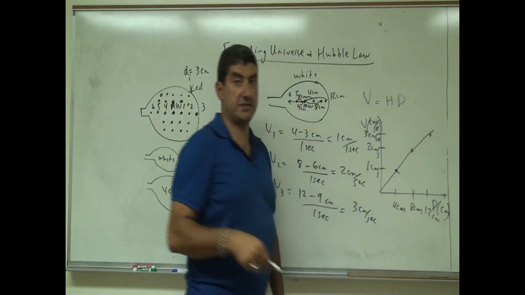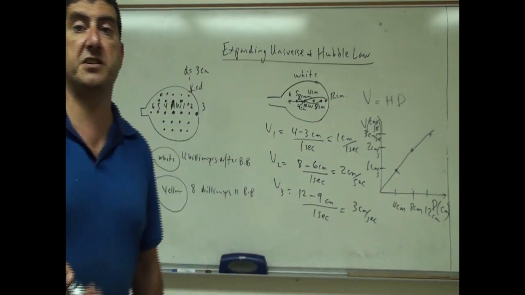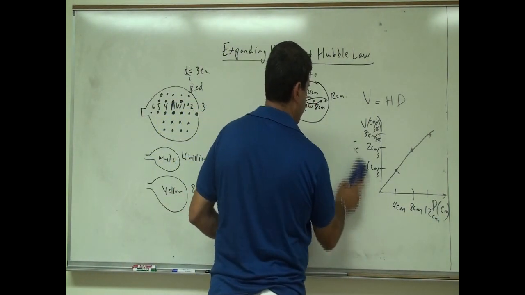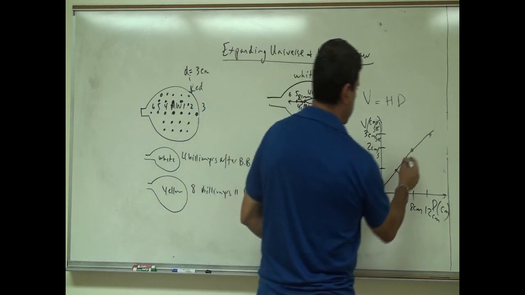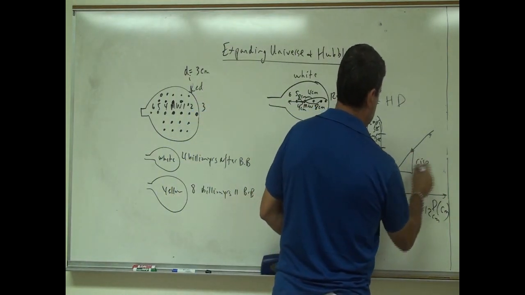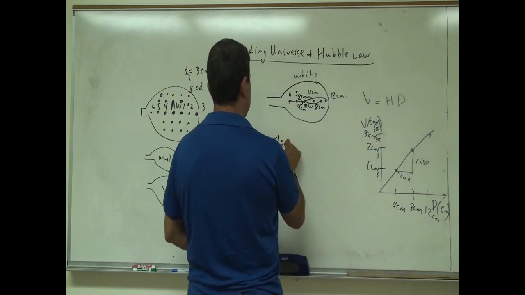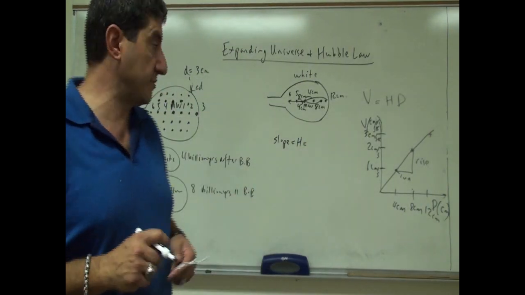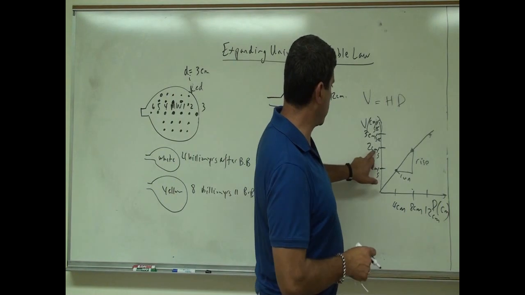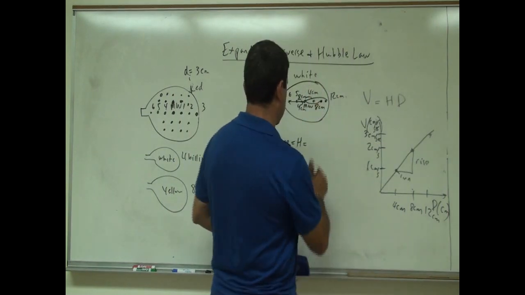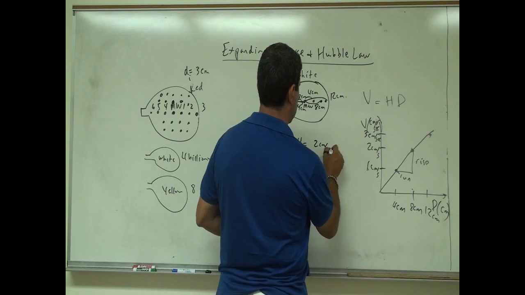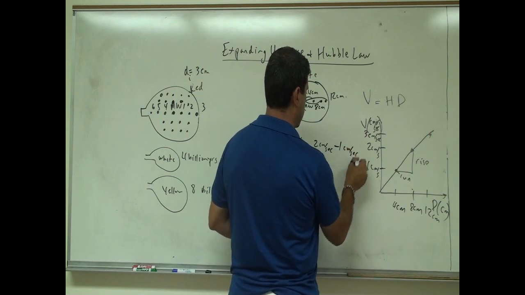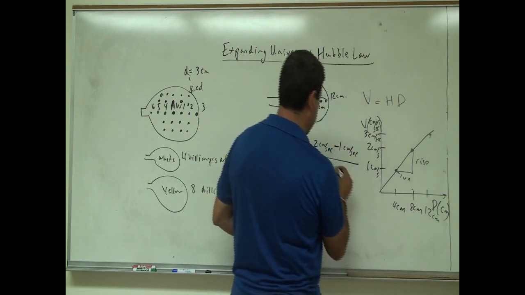What's our Hubble constant in this little experiment? The Hubble constant is the slope of that line, okay? So what would the slope of that line be? I guess you can just take any rise over run, right? The slope is known as the Hubble constant. So in this little experiment that I performed, the rise is equal to what? 2 centimeters per second minus 1 centimeter per second, right? 2 centimeters per second, that's this data point, minus the 1 centimeter per second. Divide that by the distance, 8 centimeters minus 4 centimeters.